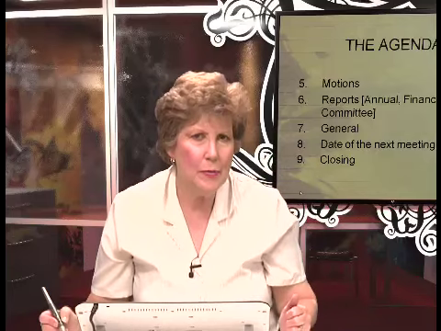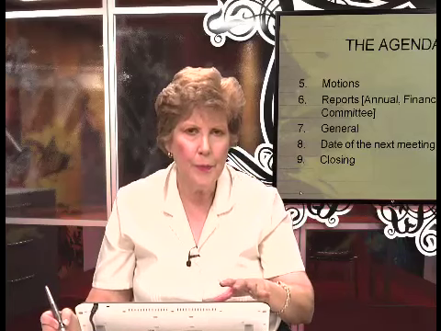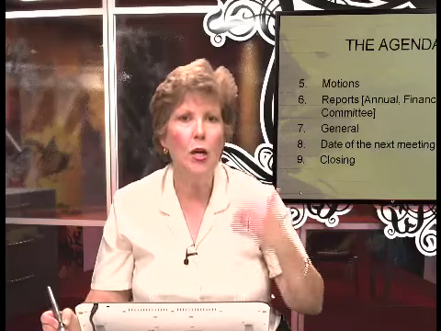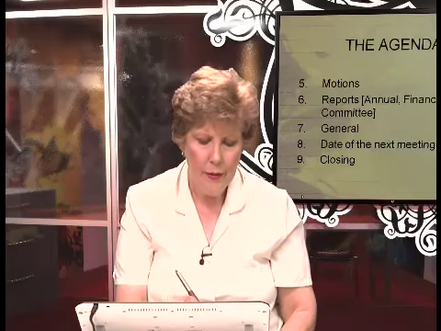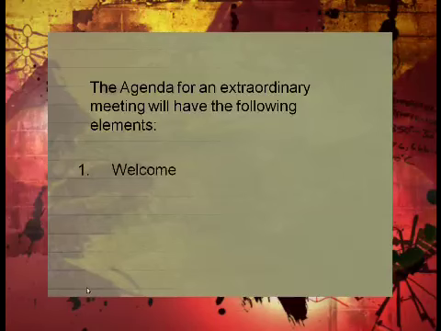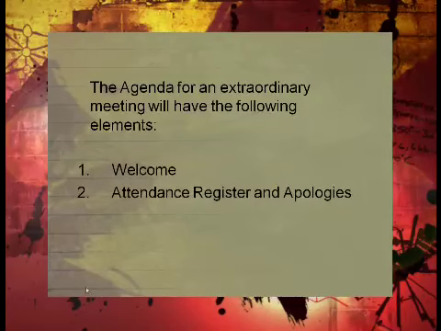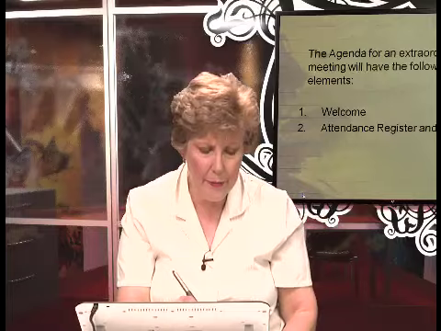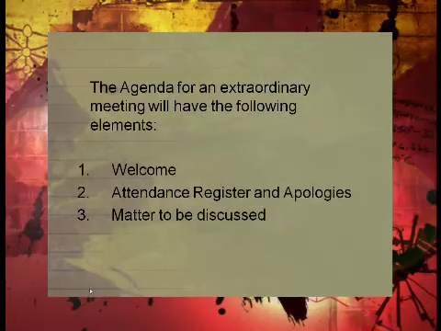But often in exams, examiners don't set you that. They say there is an extraordinary meeting of your committee. The agenda for an extraordinary meeting will have these elements: the welcome, the attendance register, remember that's who's actually at the meeting, their names, and the apologies, the people who weren't able to be there, the matter to be discussed, and the closure.